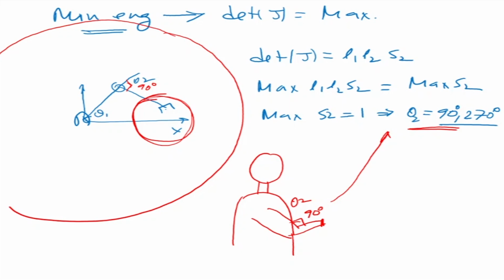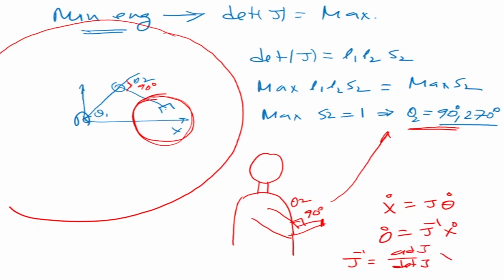Now the next thing that we'll have to look at is quite a lot of points. The point that we're trying to make is that we said that x dot is equal to J into theta dot, and theta dot is equal to J inverse of x dot, and I defined J inverse as adjoint of J by determinant of J, into x dot. Now this definition is valid only for a square matrix.